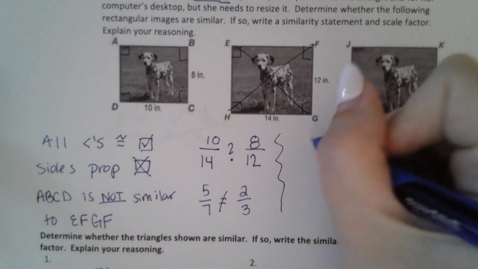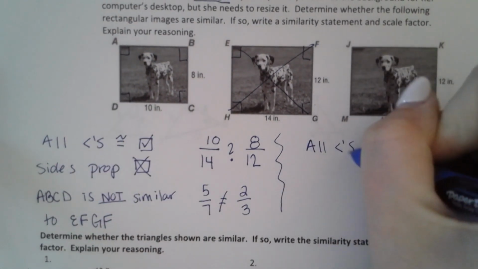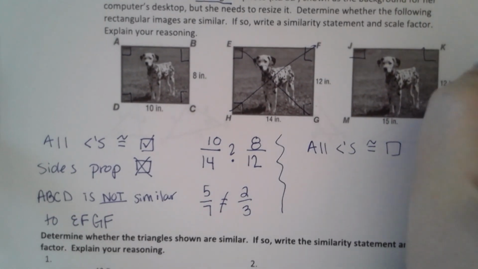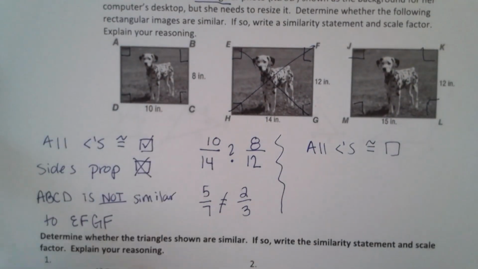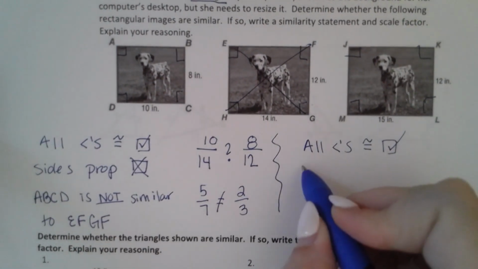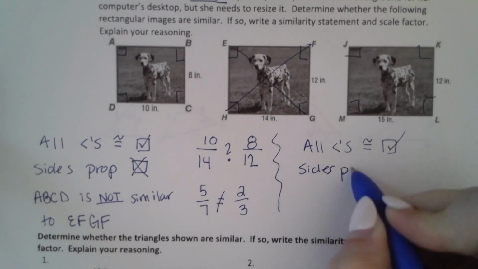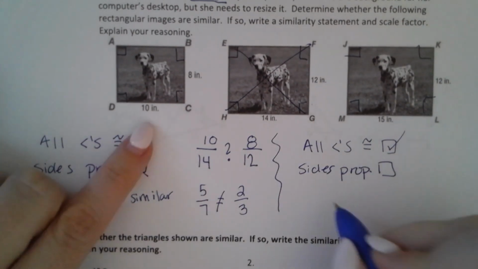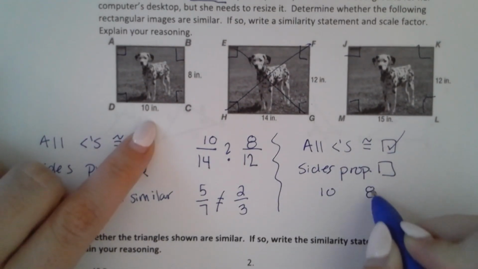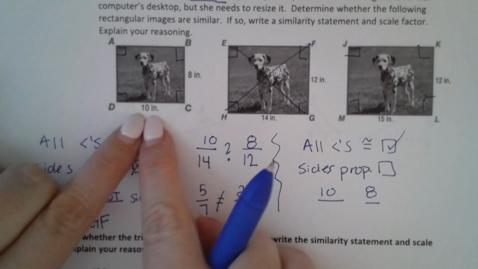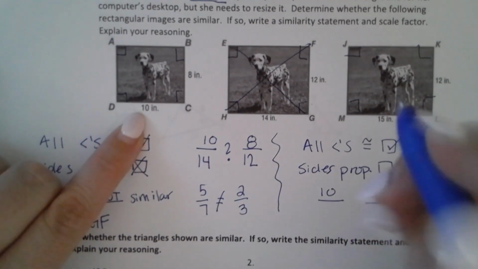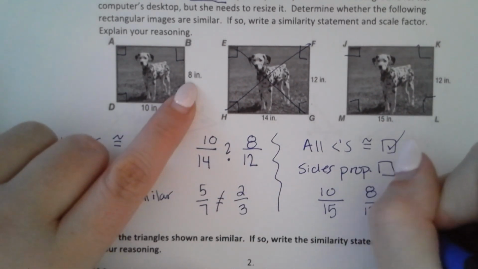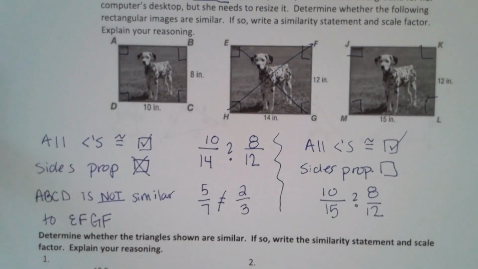Once again, in order for that to happen, all the angles have to be equal. Because this is a rectangle, all the angles are 90, so all the angles are equal. Then we have to check to see if the sides are proportional. So we're going to set it up again. We've got 10 and 8 in this rectangle. 10 matches with 15, so under the 10 I'm going to put 15. 8 matches with 12, so under the 8 I'm going to put the 12. And I want to see, are these equal?